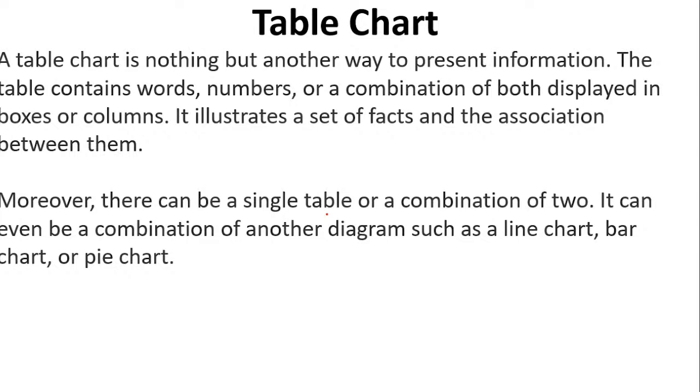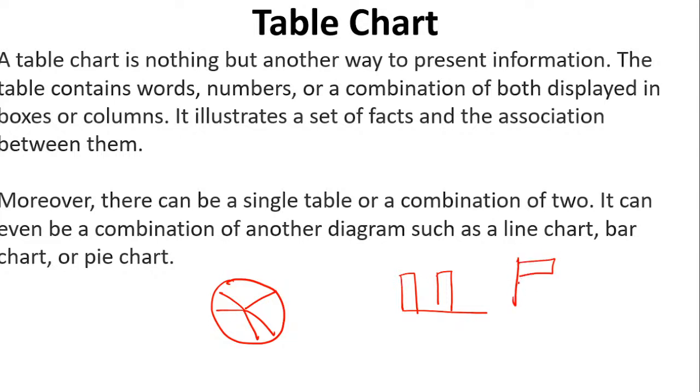A table chart is a way of representing data which contains words and numbers. As you saw, in a bar graph there were bars, while a pie chart looks something like this, and each slice has its own value. A bar graph was something like this. We have vertical bar graph also and horizontal bar graph also.